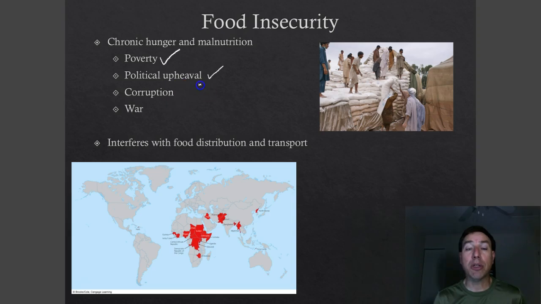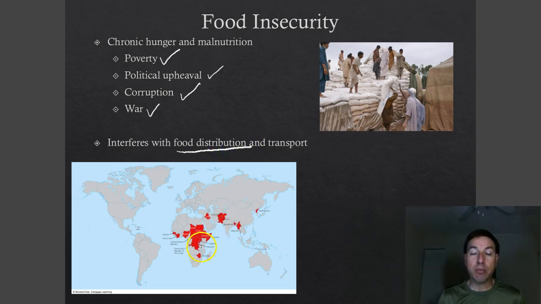You have government corruption. A lot of governments are corrupt. Their leaders are corrupt. They take money from the people. They hold their people for ransom. They hold food for ransom from their people. And then, of course, any kind of war or strife happening in the country will stop the movement of food in the country. And so the problem with all of these things is that it severely disrupts food transport.